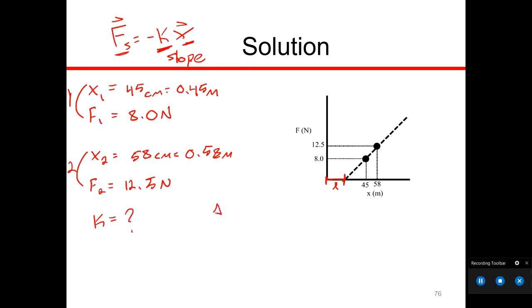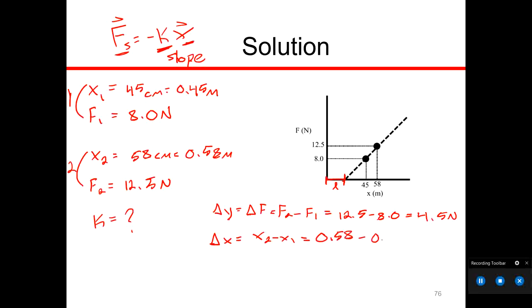What do we need? We need our change in y, because we need to calculate our slope. Change in y is just equal to our change in force, which is force 2 minus force 1, or 12.5 minus 8.0, which gives us a change in force of 4.5 newtons. Then our change in x is x2 minus x1, which is 0.58 minus 0.45, to give 0.13 meters.